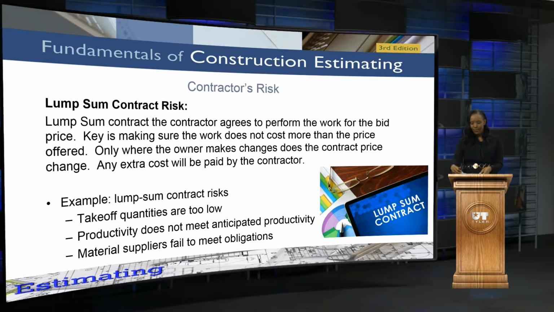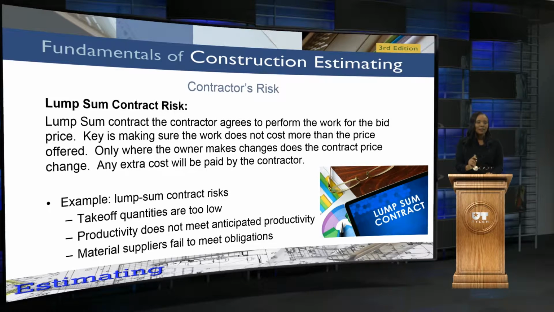Now, the one that we will typically see is a lump sum contract, because this is where normally you're going to do the lowest bid, and it's that of a competitive bid nature. Lump sum contract, the contractor really agrees to perform the work for the bid price. And very key here is making sure that the work is actually done for the cost that was actually quoted, okay? So making sure that work does not cost more than the price that's offered. Only where the owner makes changes does the contract price actually change. So any extra cost, it's going to be coming out of the contractor's pocket.